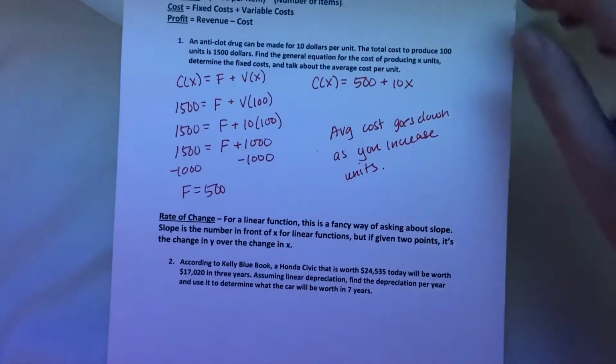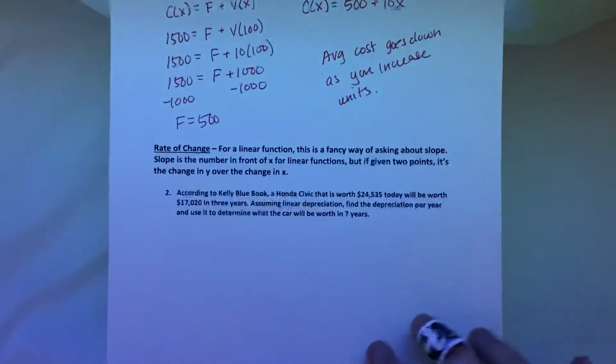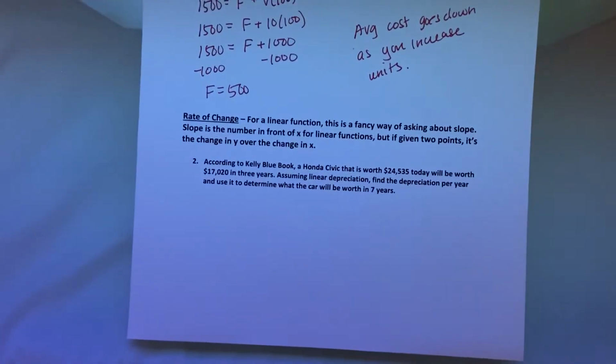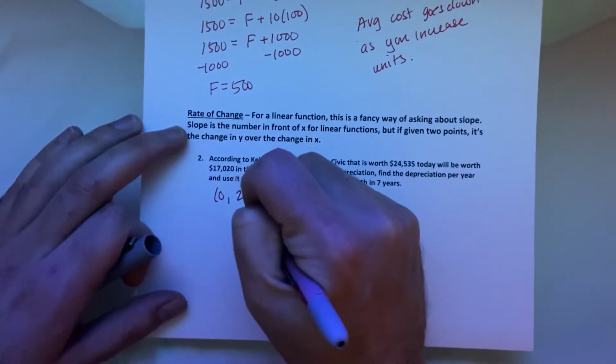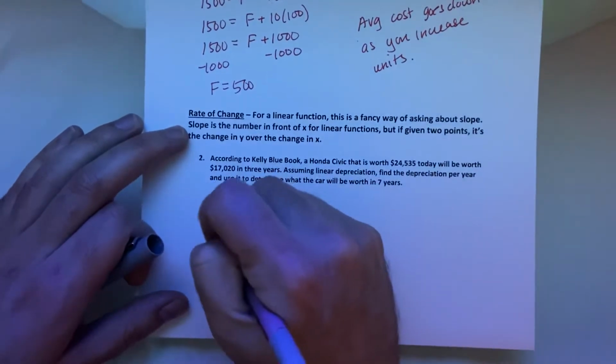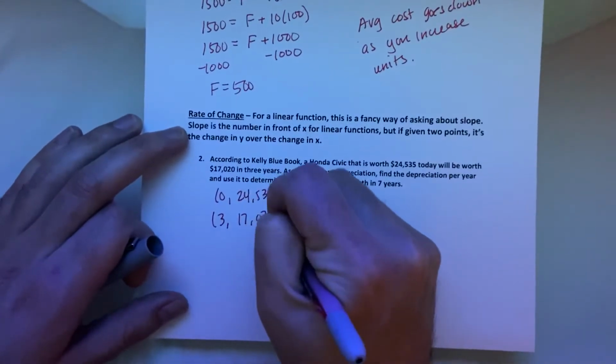Rate of change for a linear function. Rate of change is the same as slope. You guys know slope is rise over run, or change in y over change in x. According to Kelley Blue Book, a Honda Civic that is worth $24,535 today will be worth $17,020 in 3 years. Assuming linear depreciation, find the depreciation per year and use it to determine what the car will be worth in 7 years. Okay, so currently after 0 years, it's worth $24,535. In 3 years, it'll be worth $17,020.